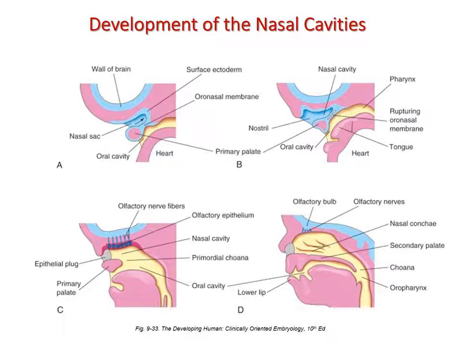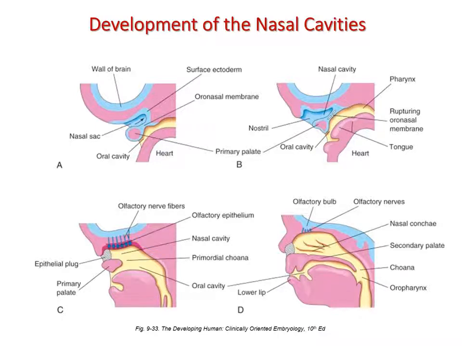This slide shows parasagittal views of the development of the nasal cavities. During the 6th week of development, the nasal pits deepen to become nasal sacs and penetrate the underlying mesenchyme. Initially, the oral nasal membrane separates the nasal pits from the primitive oral cavity. Later, this membrane breaks down to form the primitive choanae for communication between the nasal and oral cavities.